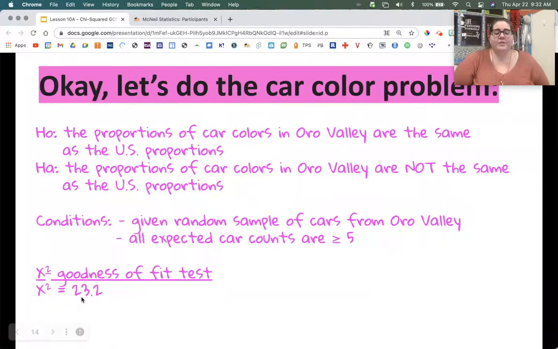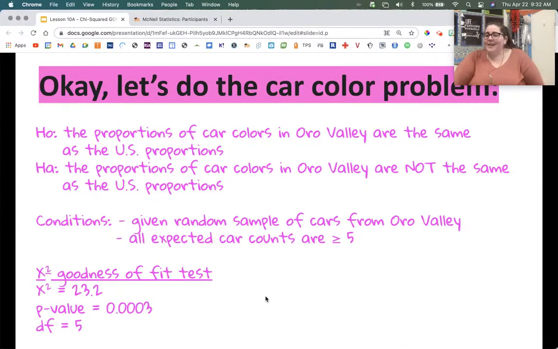So chi-squared is 23.2. Our p-value is 0.0003. If you're using the table because you have an older calculator, you could just write p-value is less than 0.0005, which is as far as we can go. Degrees of freedom was 5, and then we write a conclusion, like we always have. If p is small, reject the null. If p is greater than alpha, then we fail to reject the null. That's always the same, right? We're still talking about p-value compared to alpha.